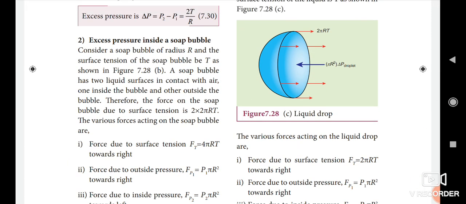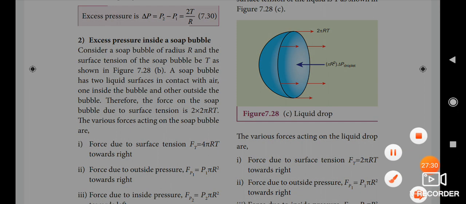Next we see the excess pressure inside the soap bubble. In the previous topic we saw the excess pressure inside an air bubble in a liquid. In this topic we see the excess pressure inside a soap bubble.